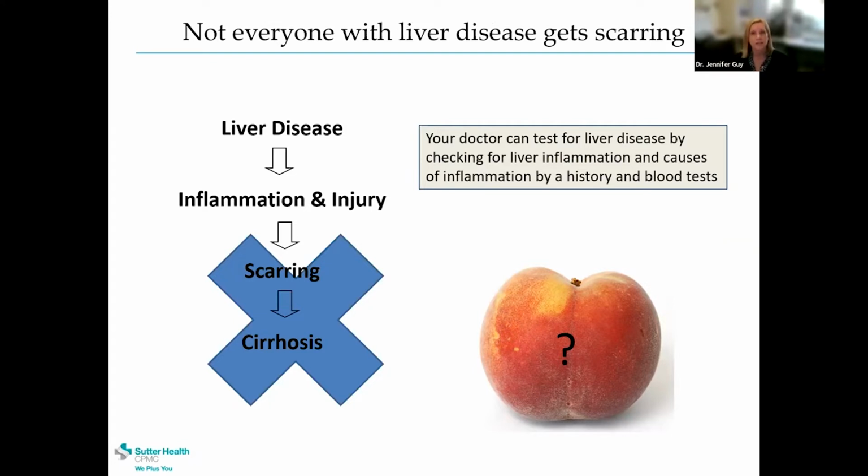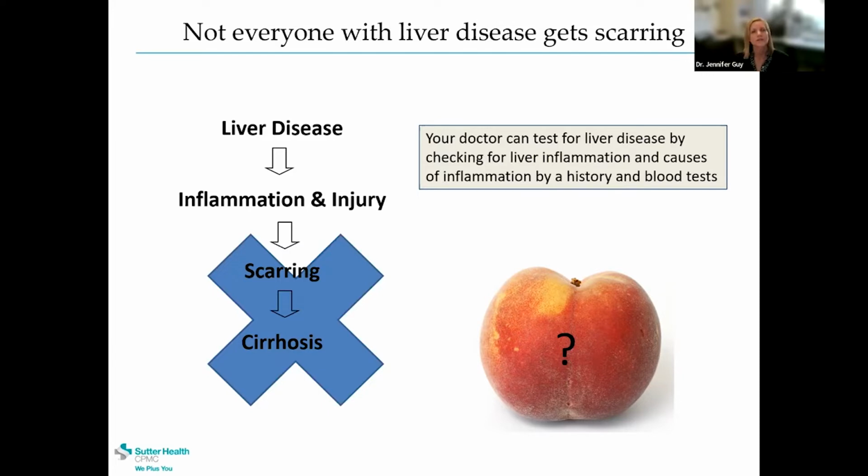And your doctor can test for liver disease by checking for liver inflammation. These are tests like AST and ALT, alkaline phosphatase. We can test for if the liver inflammation has affected liver function with tests like bilirubin and INR and albumin. And then we can test for what might be the cause of liver disease by taking a history, doing a physical exam, and also there are these tests called serologies, which are different tests we can check in the blood to identify if it's autoimmune liver disease or a genetic disease or hepatitis B, hepatitis C.